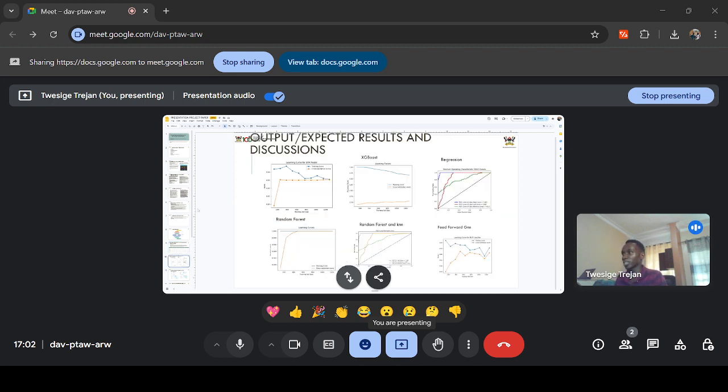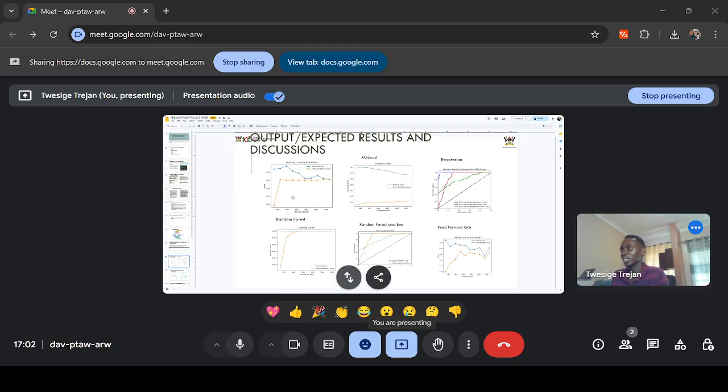So going to the output and the expected results. These are some of the learning curves for some of the models. For example, we have two SVMs implemented. This is one of them, but we have them implemented with different methods. And these are the learning curves.